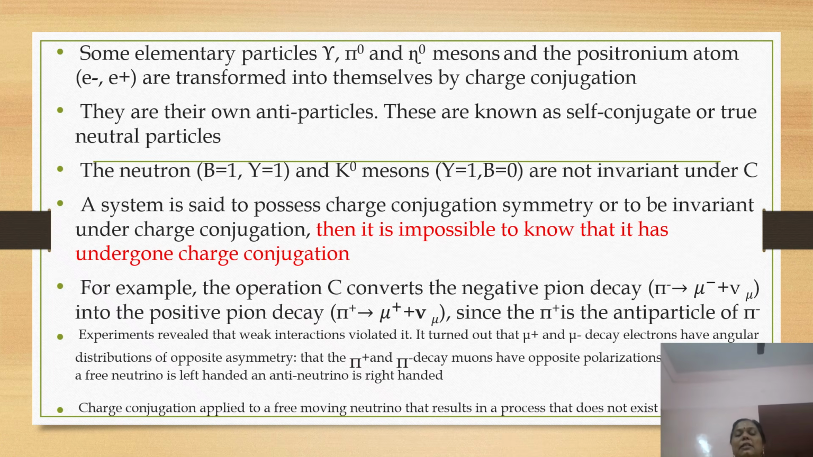The neutron (B equal to 1), Y equal to 1 and K naught mesons are not invariant under C. If a system is said to possess charge conjugation symmetry, or to be invariant under charge conjugation, then it is impossible to know that it has undergone charge conjugation.